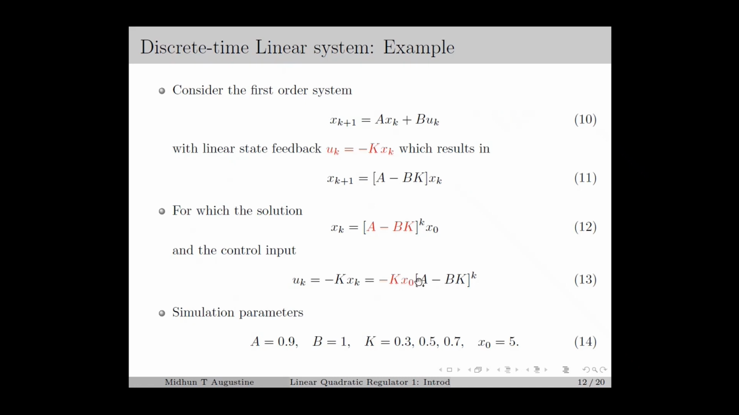For simulation, we consider a equal to 0.9, b equal to 1, three different values of k, which are 0.3, 0.5 and 0.7, and the initial state is chosen as 5. Here for k equal to 0.7, a minus bk has a smaller magnitude, therefore the convergence will be faster. Whereas for k equal to 0.3, a minus bk is larger, therefore the convergence will be slow. Similarly, for k equal to 0.7, minus kx0 will be larger, therefore the initial value of the control input required will be larger.